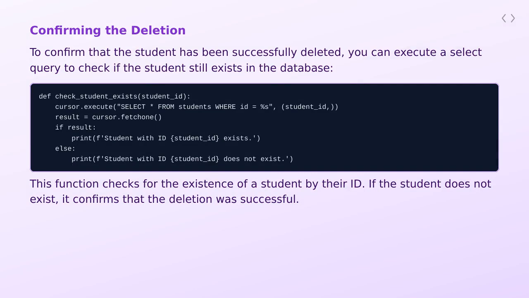Confirming the deletion. To confirm that the student has been successfully deleted, you can execute a select query to check if the student still exists in the database. This sample defines a function. Review the implementation on the slide. This function checks for the existence of a student by their ID. If the student doesn't exist, it confirms that the deletion was successful.